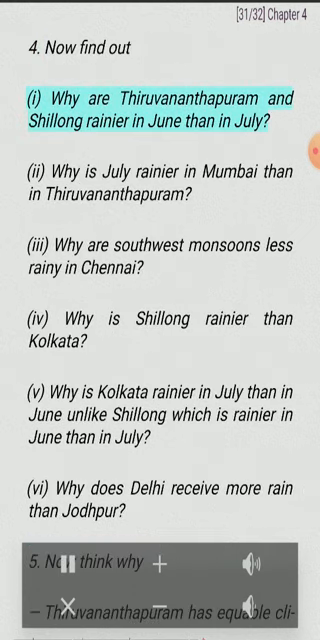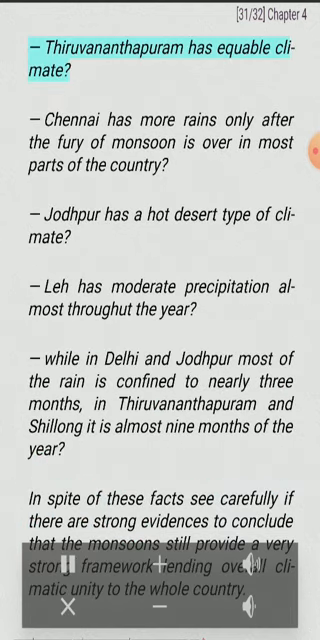4. Now find out. I, why are Tiruvananthapuram and Shillong rainier in June than in July? II, why is July rainier in Mumbai than in Tiruvananthapuram? III, why are southwest monsoons less rainy in Chennai? IV, why is Shillong rainier than Kolkata? V, why is Kolkata rainier in July than in June unlike Shillong which is rainier in June than in July? VI, why does Delhi receive more rain than Jodhpur?